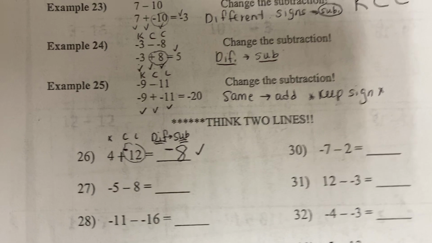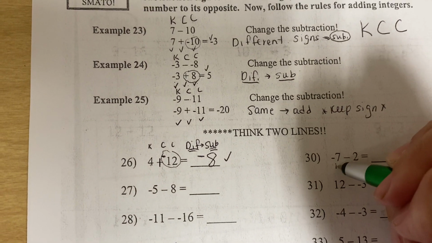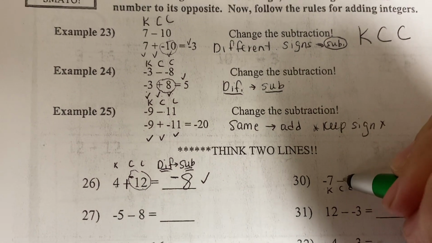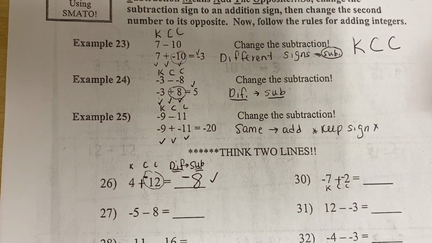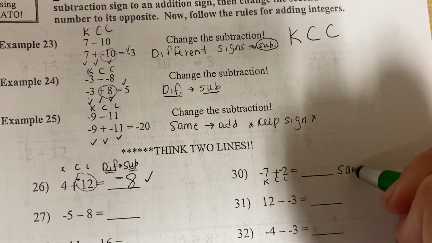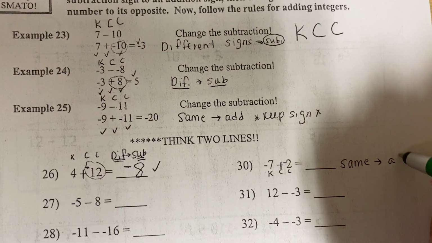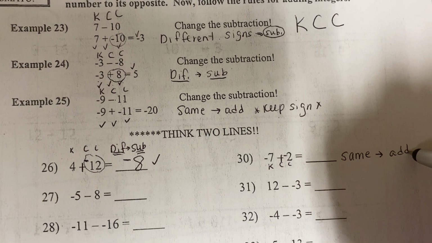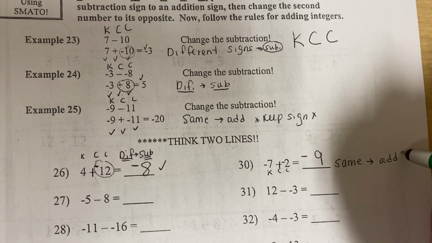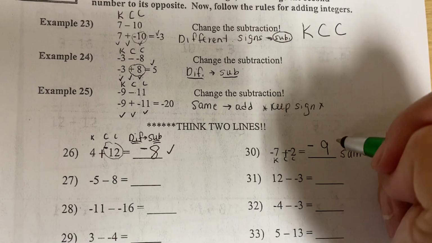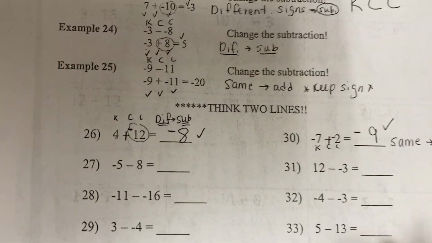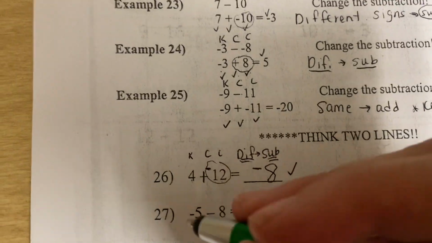Let's try number 30. You can even write it underneath, maybe that'll be a little bit easier. Keep, change, change. Okay, we have plenty of room over here now. They're the same, which means add. So 7 plus 2 is 9, and I keep the negative. So I have my note, I have the right answer, and that's all you're doing. Okay, let's do number 27 together.